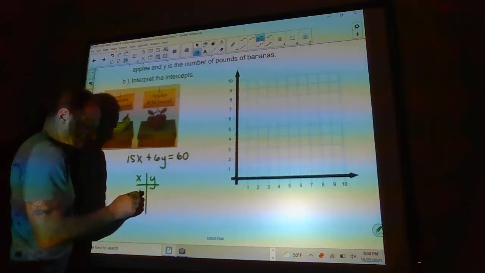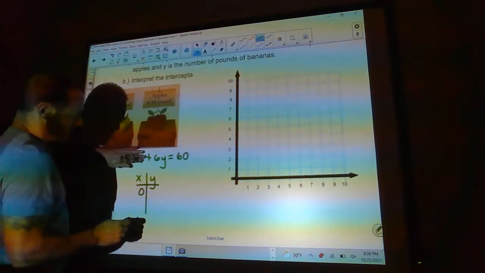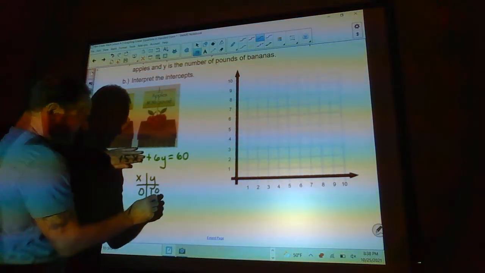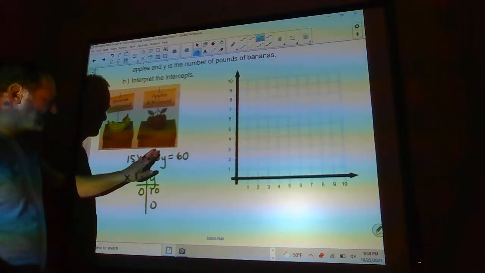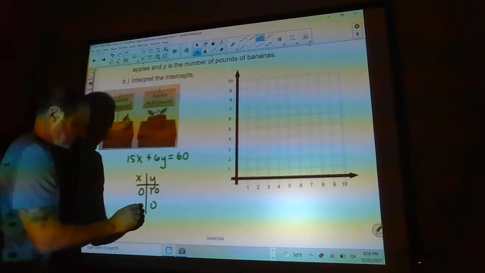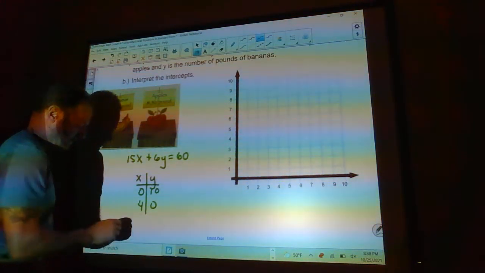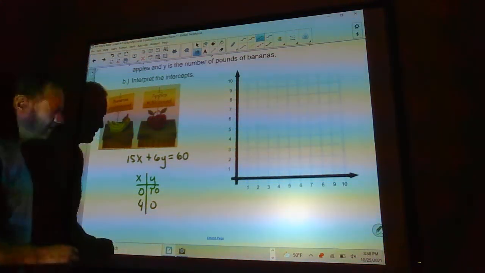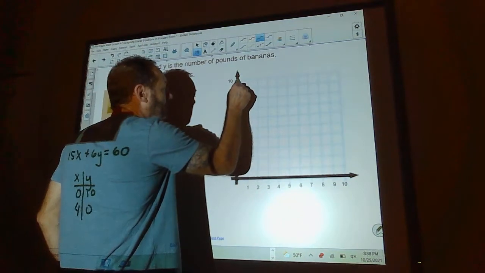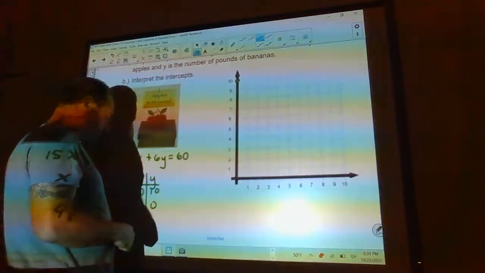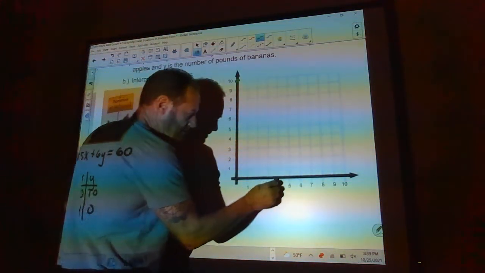I plug in 0 for x, and I get y as 10, because 6 times 10 is 60. I plug in 0 for y, and I get x is 4, because 15 times 4 is 60. So I'm going to graph 0, 10, and what is it, 4, 0? 4, 0.